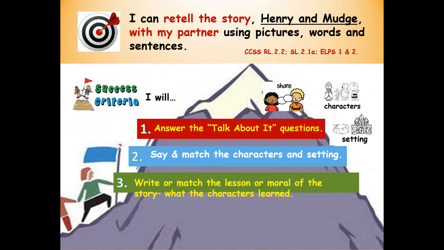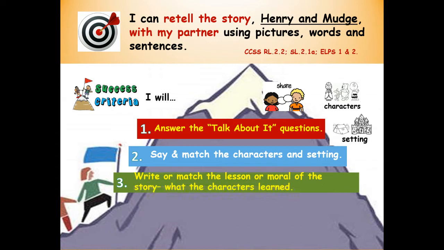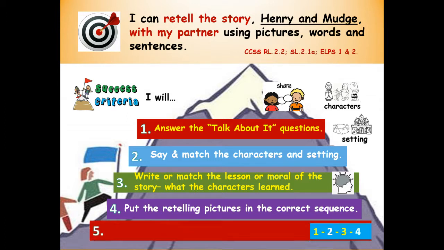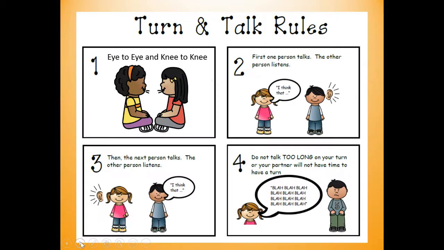I will, number 3, write or match the lesson or moral of the story. The lesson or moral of the story is what the characters learned. What was the important lesson they learned in the story? Number 4, I will put the retelling pictures in the correct sequence or order. And number 5, I will write or match the sentences to each picture saying what happened first, later, and last. And don't worry, we'll do that together.